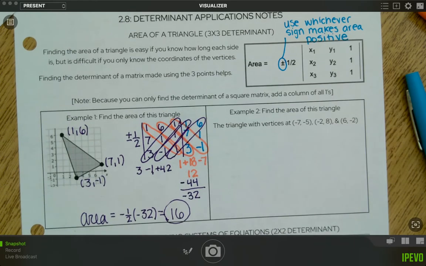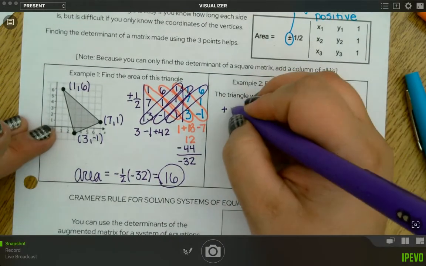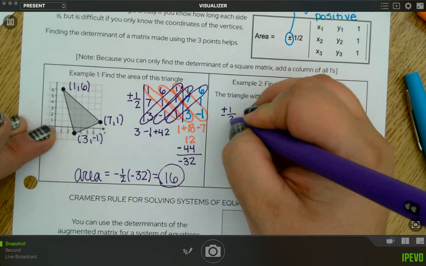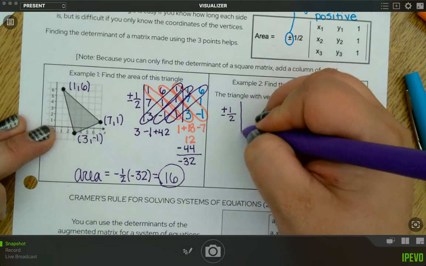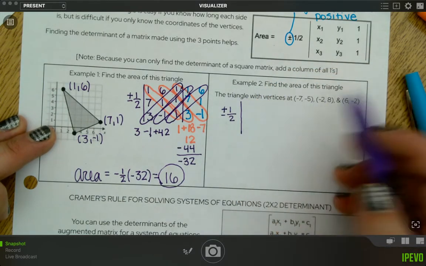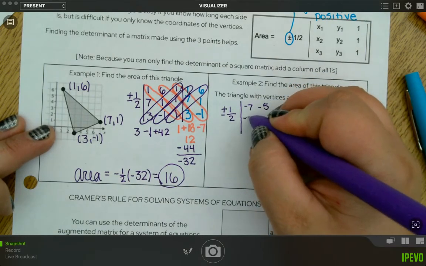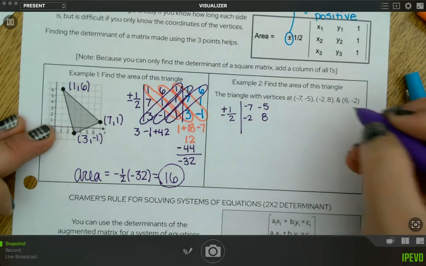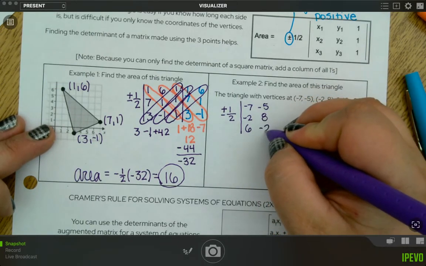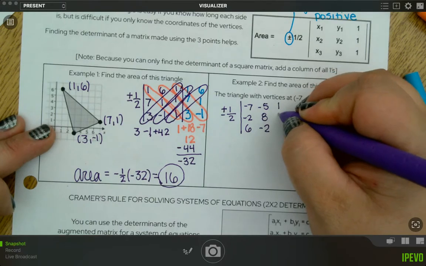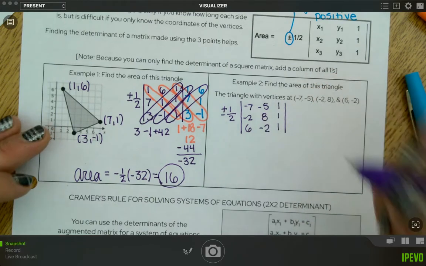And then over here for example 2, we're going to do the same thing, but it already gives us the points. So we're going to go straight to the matrix, which is plus or minus 1/2, and we're going to fill in the matrix. -7, -5, -2, 8, 6, -2. And then your third column of all ones, like that.